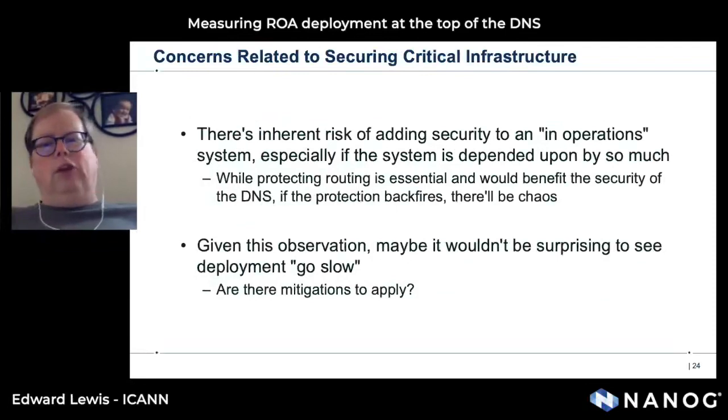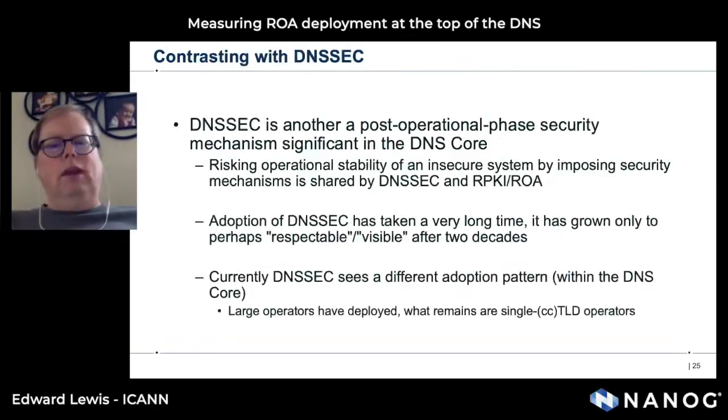There's an inherent risk of adding security to an in-operation system. This is just a background slide on why slow adoption may actually be going on here. If you were to put security into a system that's very critical and the security system itself has an issue, there'll be chaos. So we look for mitigations for this. Now, I've had experience with DNSSEC. DNSSEC is similar because it was a post-operational application of security to an operating system out there that, if it broke, would be really bad. Adoption of DNSSEC has taken a very long time. Over the 2 decades since it started being rolled out, it's only pretty much respectable or visible, depending on how you look at this.